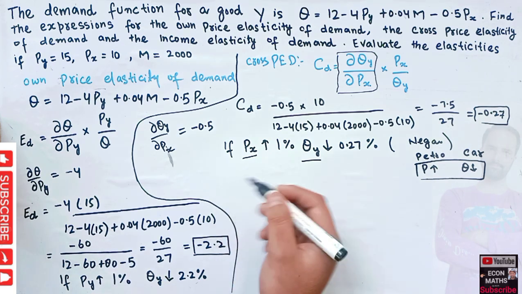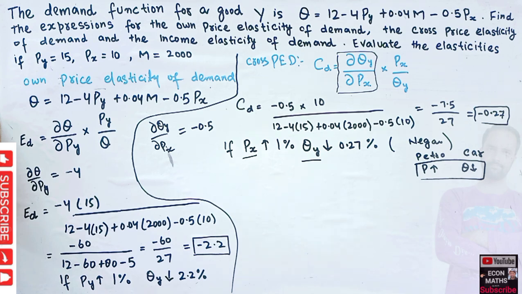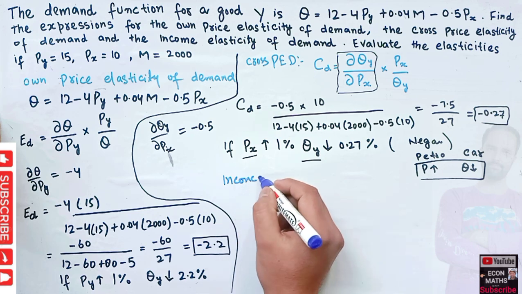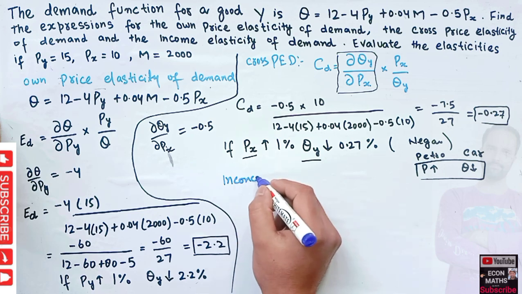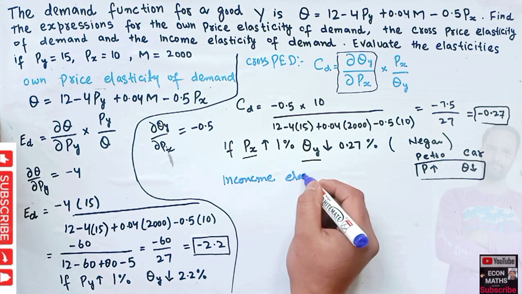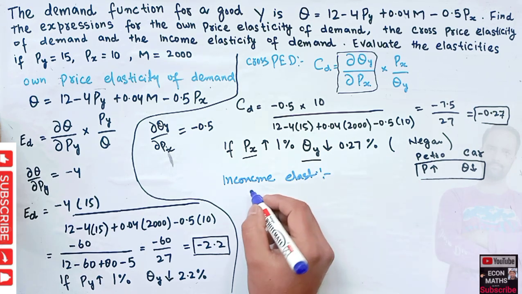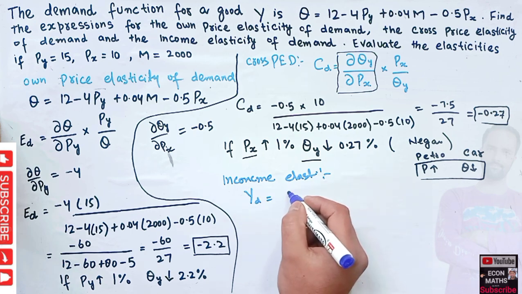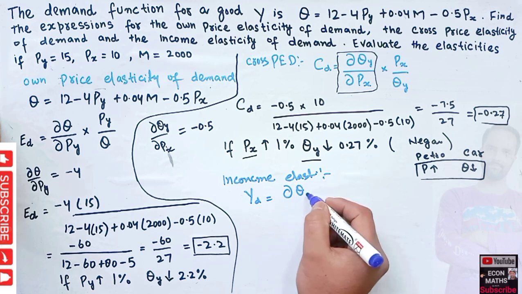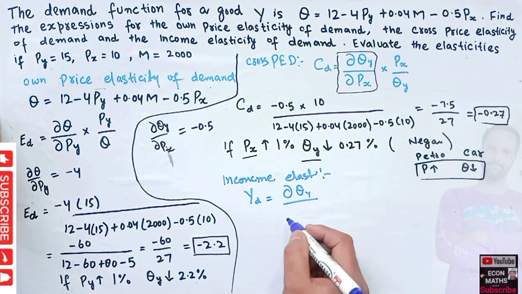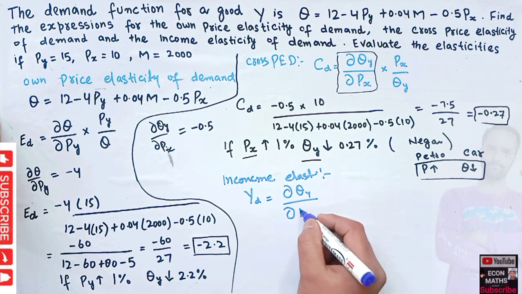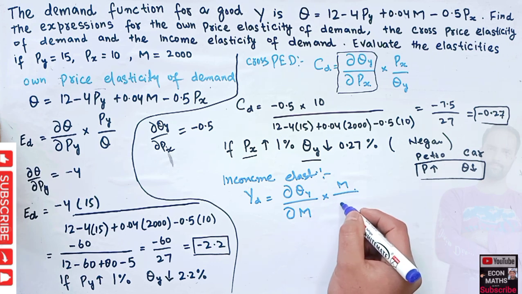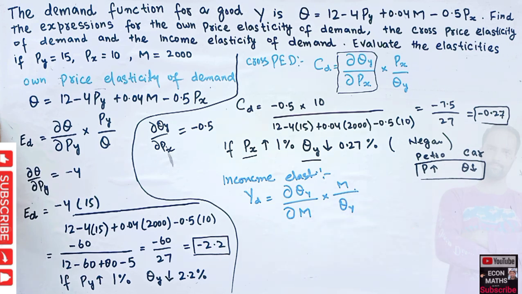Coming to the income elasticity of demand, let me try to figure out this income elasticity also. Same stuff here, income elasticity of demand. Let us denote it like this. This will be the change in quantity demanded of good Y with respect to the change in the income of the consumer, times M upon Qy.